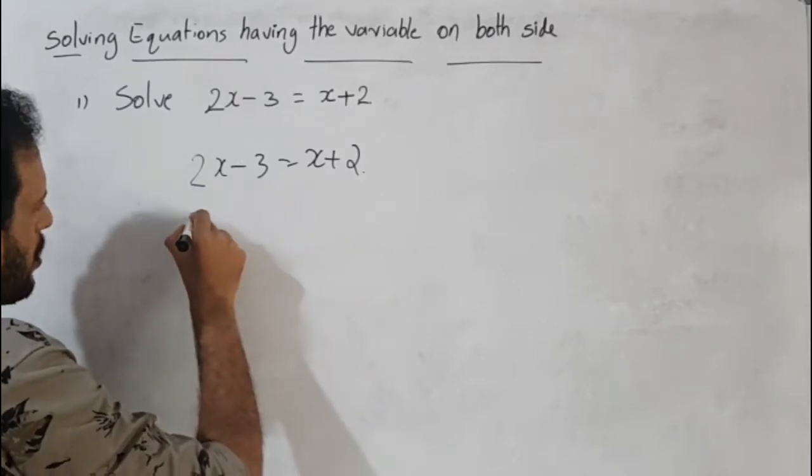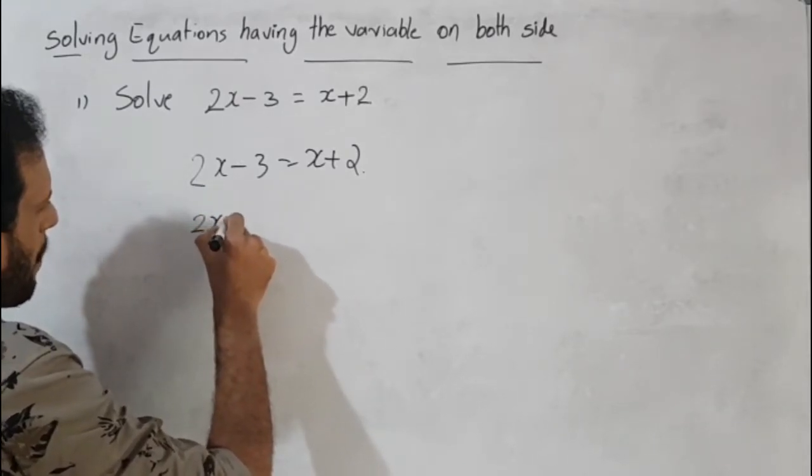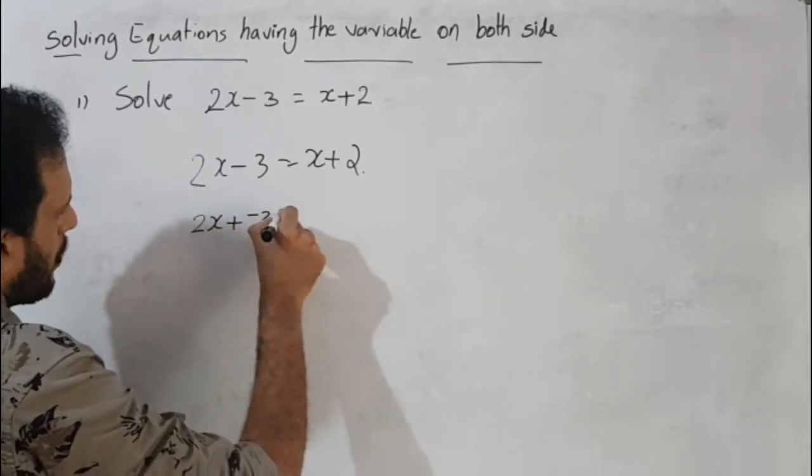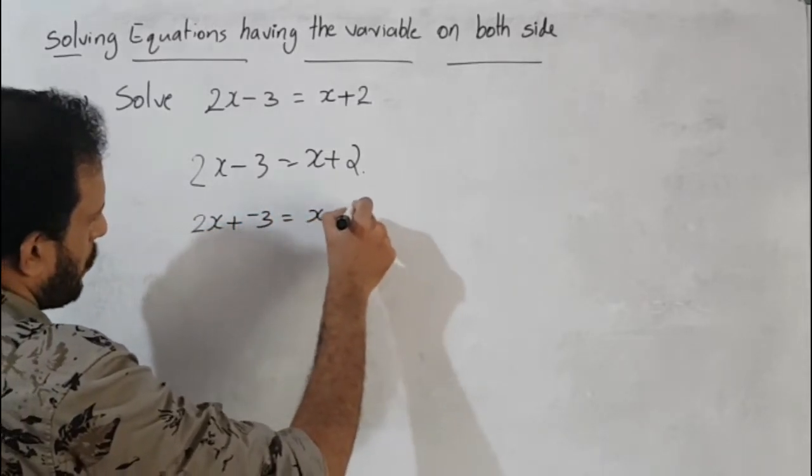2x minus 3, we are writing like this: 2x plus minus 3 is equal to x plus 2.